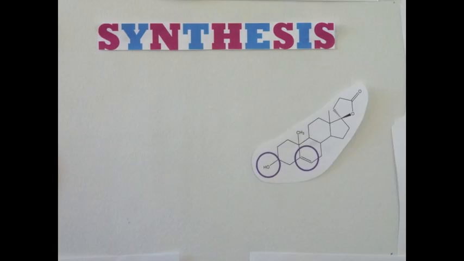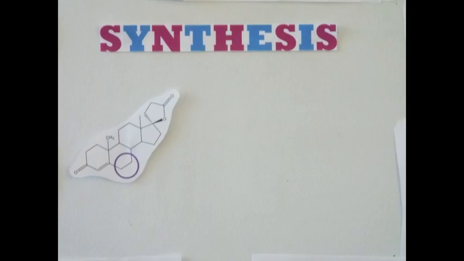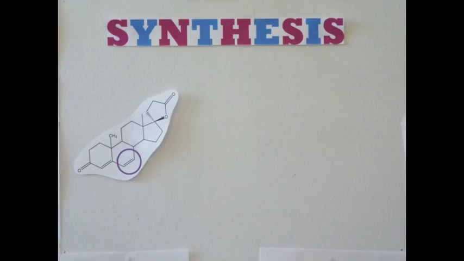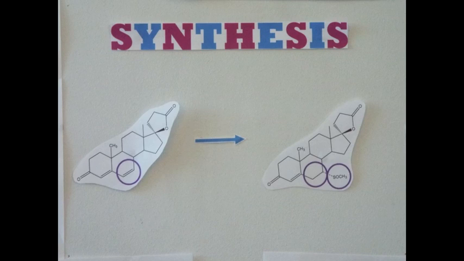In step 4, the saturated lactone is treated with an oxidizing agent to oxidize the alcohol group to a ketone. In step 5, oxidation using chloranil introduces a double bond into the second ring of the structure. Finally, in step 6, another oxidizing agent is used, this time selenious acid. This introduces the thioester group, giving spironolactone.